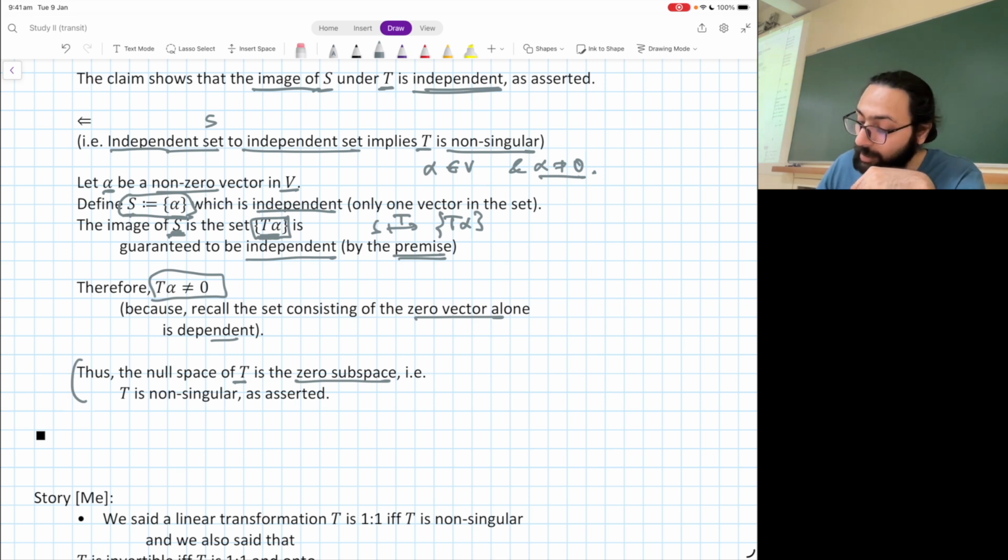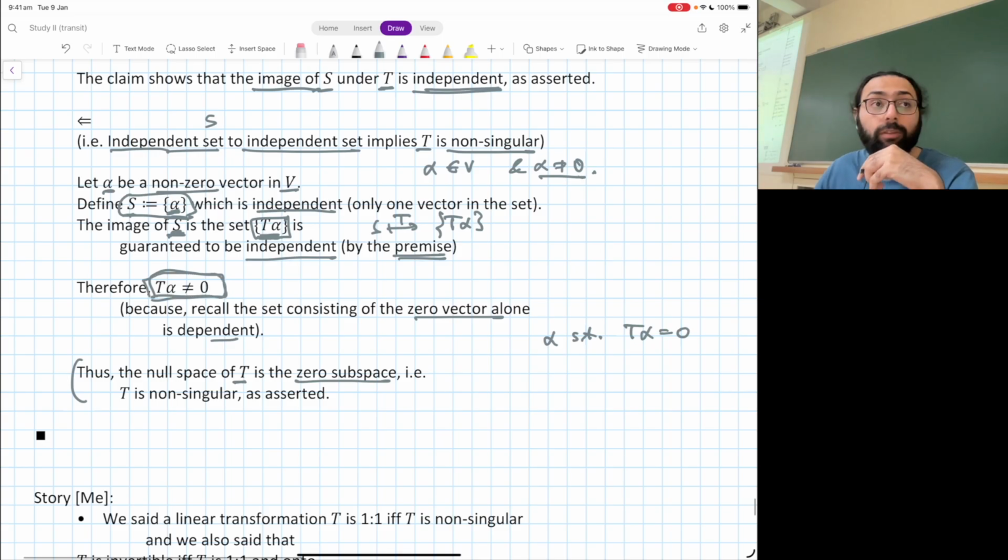So what is the definition of a null space? It was alpha such that T alpha is 0. Regardless of which non-zero alpha you take, T alpha cannot be 0. Right? This is what we just observed. So that means that the kernel has to be essentially just the 0 vector. Okay, is that right? Do you want me to repeat it, Karthik?